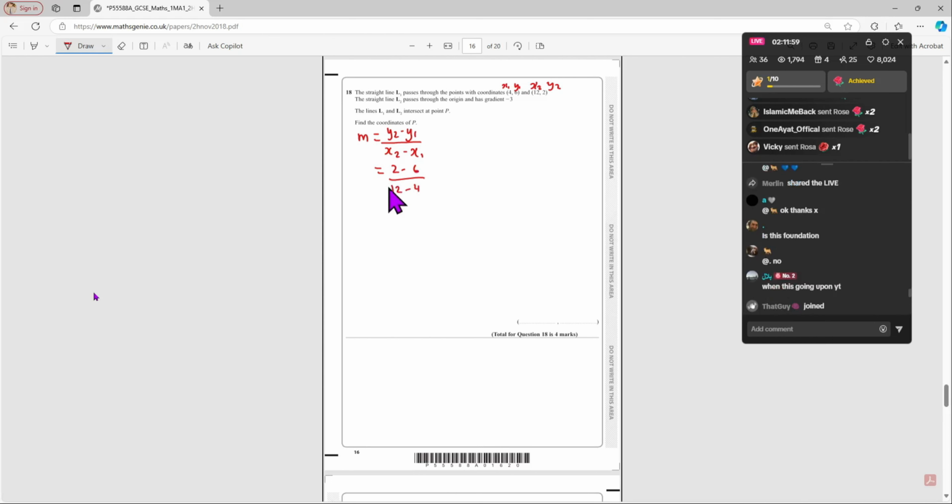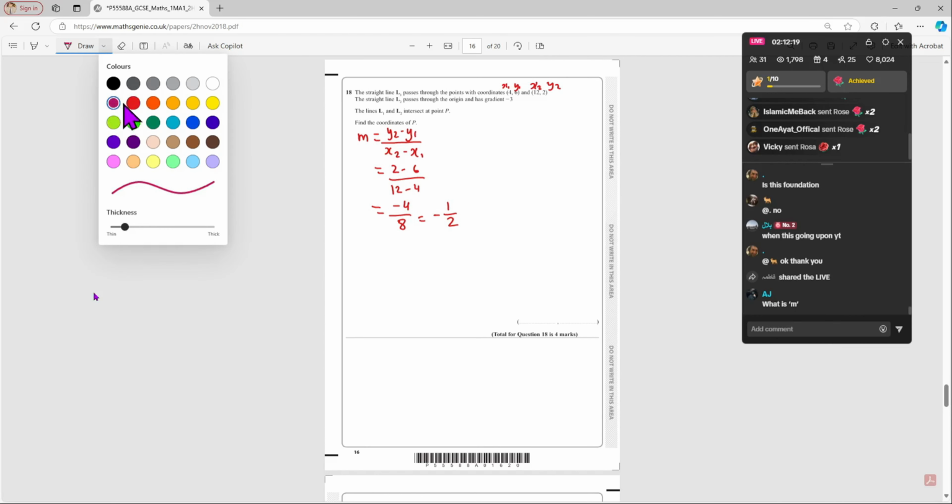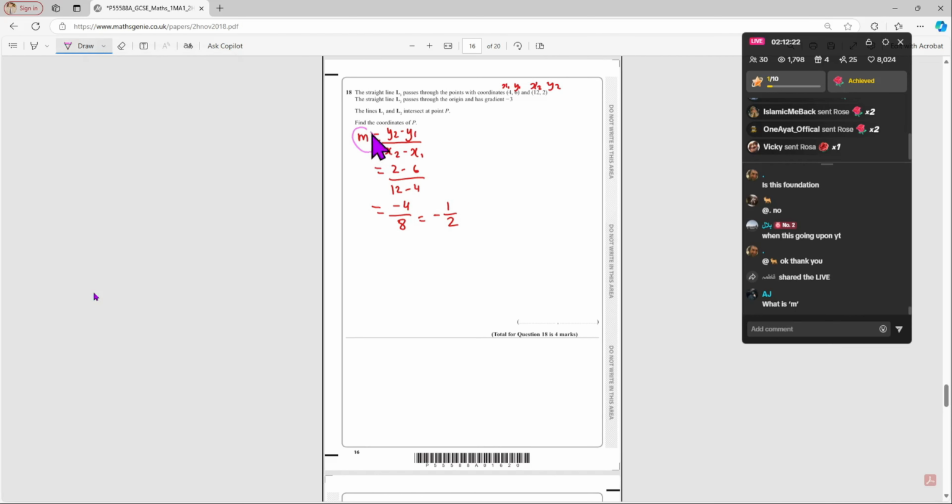And now we're going to simplify this. That's going to be 2 minus 6, which is minus 4, over 8. And then it's going to be equal to -1/2. Okay? -1/2 is going to be the gradient of line, M. What is M? So basically M means the gradient. Okay? M means the gradient. So you have the gradient of line L1 is -1/2.